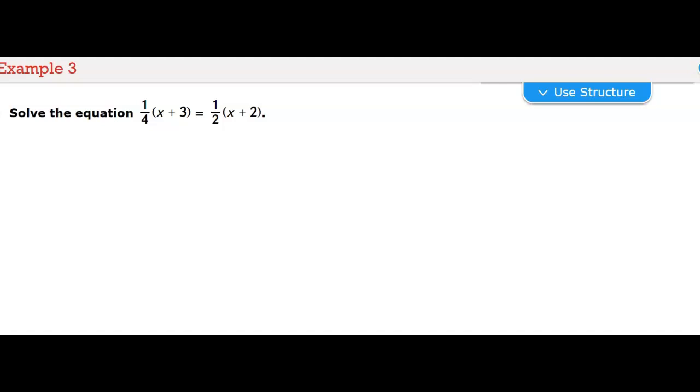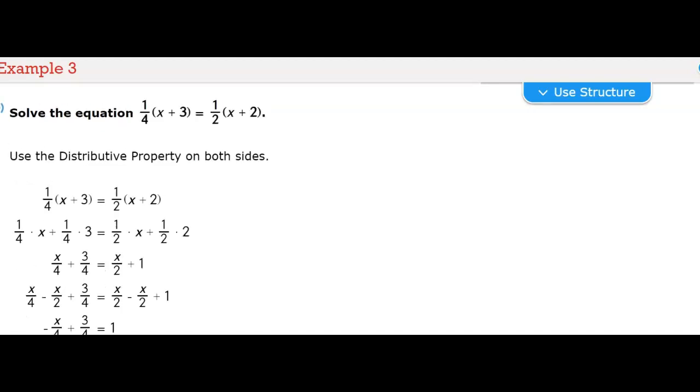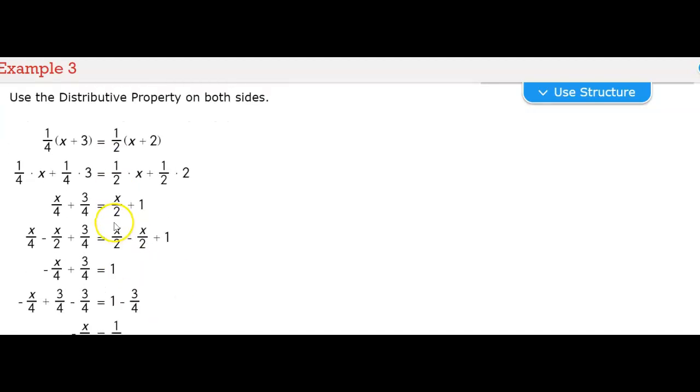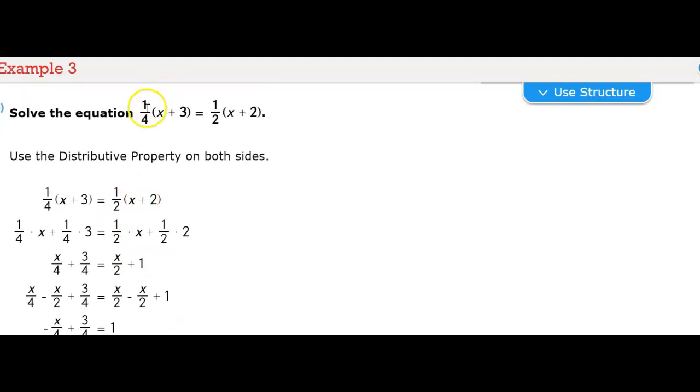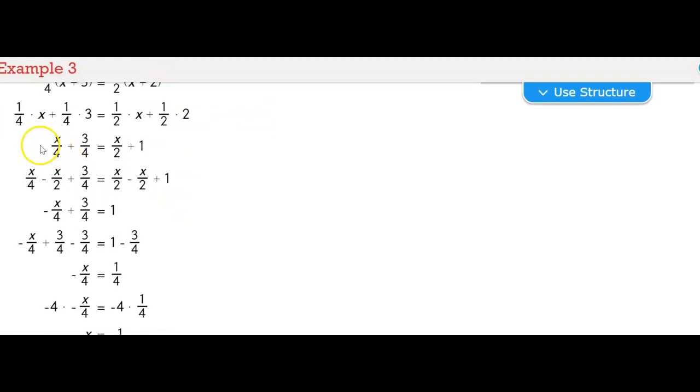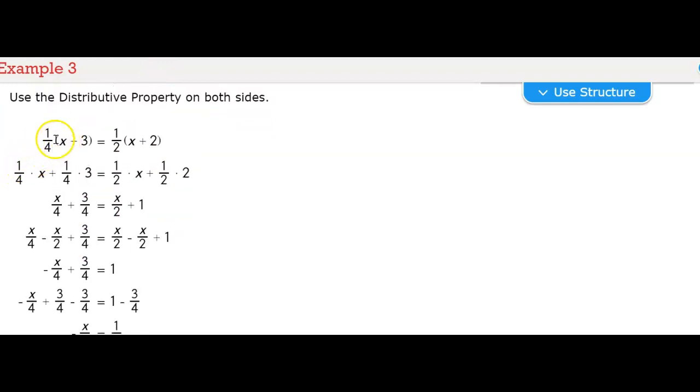Solve the equation. 1/4 times the quantity x plus 3 equals 1/2 times the quantity x plus 2. I'm going to use distributive property on both sides of our equation because we have numbers on the outside on both sides. So 1/4 times x, 1/4 times 3. That's what you see here. 1/2 times x, 1/2 times 2. That's what you see here.